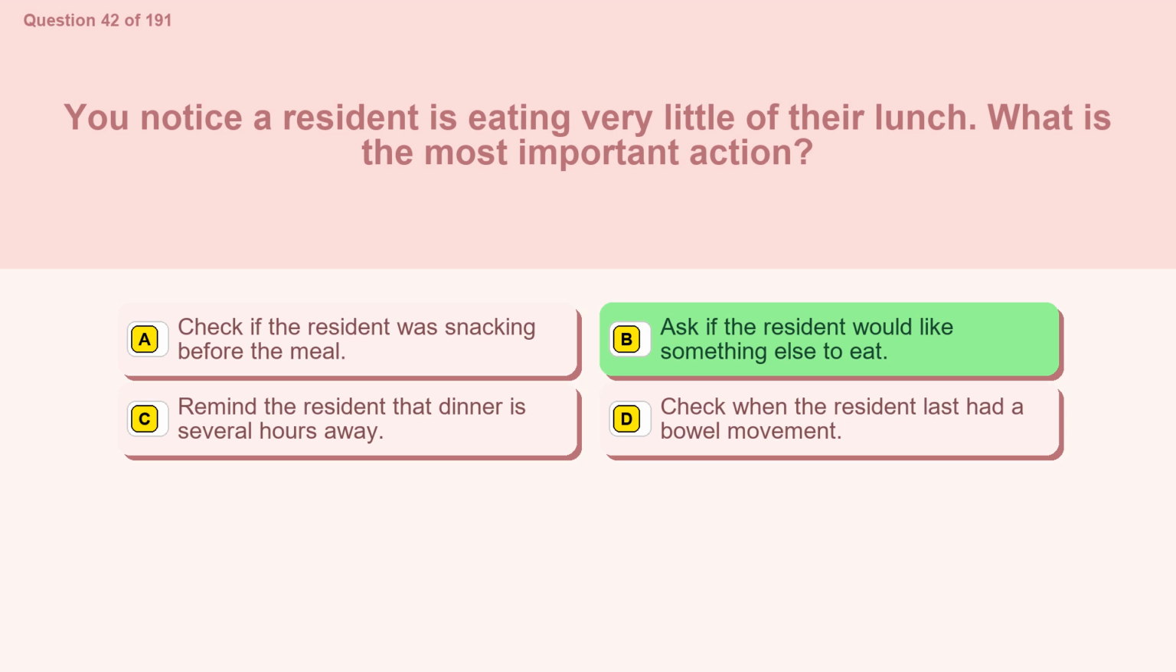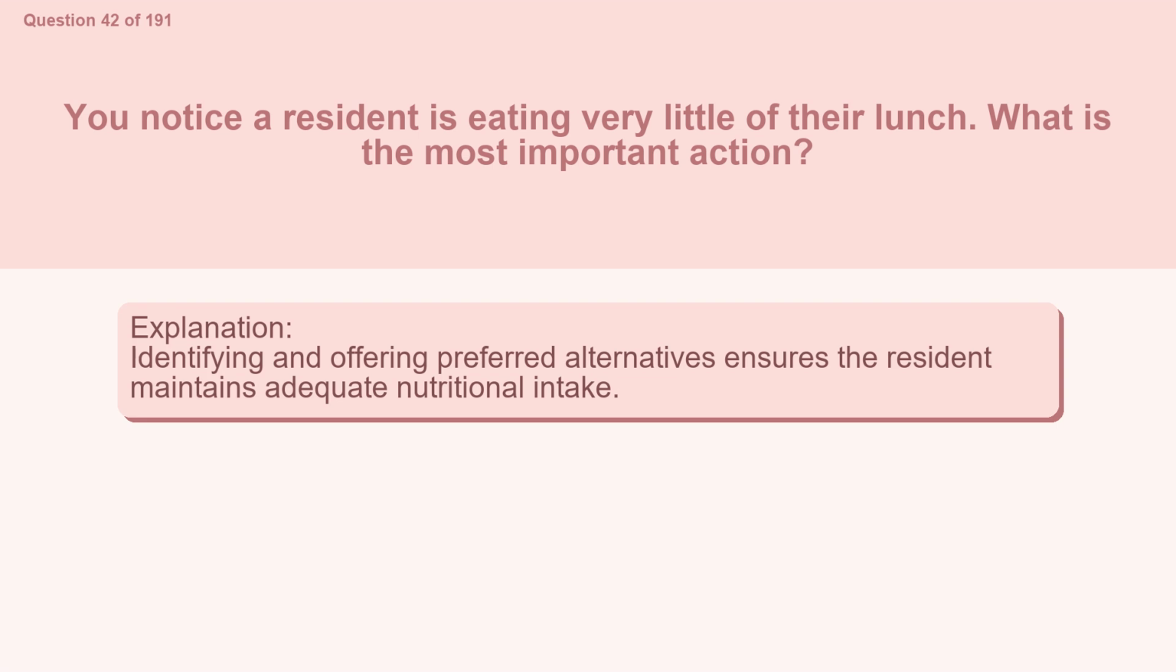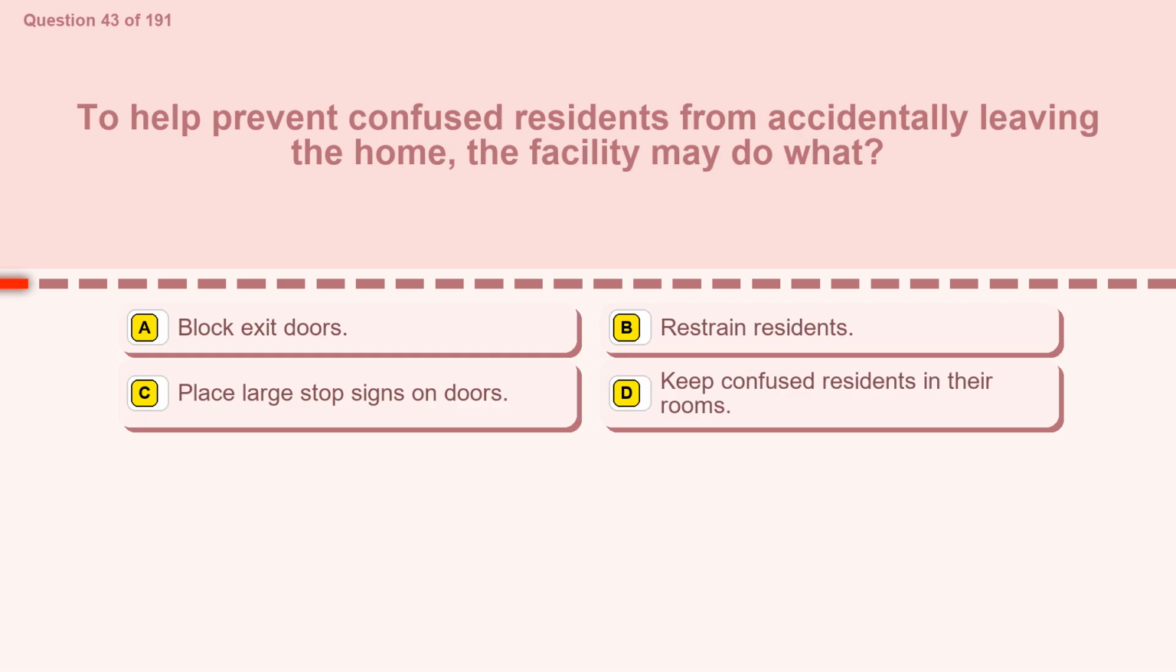The correct answer is option B, ask if the resident would like something else to eat. Identifying and offering preferred alternatives ensures the resident maintains adequate nutritional intake. Question 43. To help prevent confused residents from accidentally leaving the home, the facility may do what?